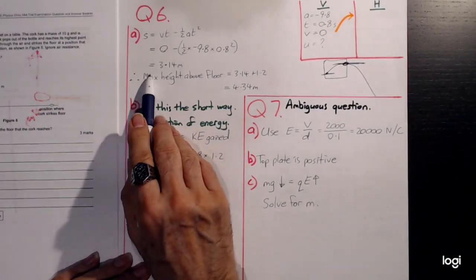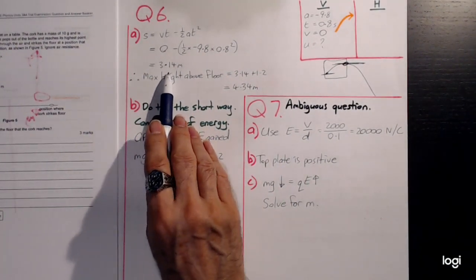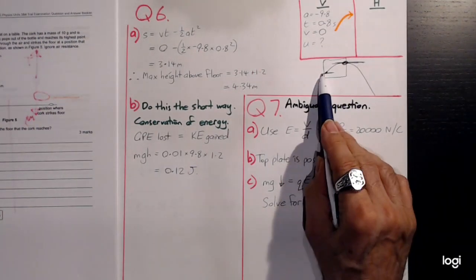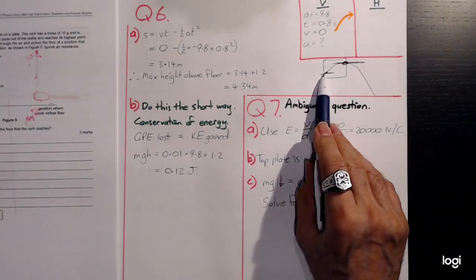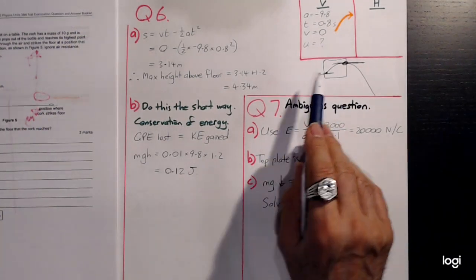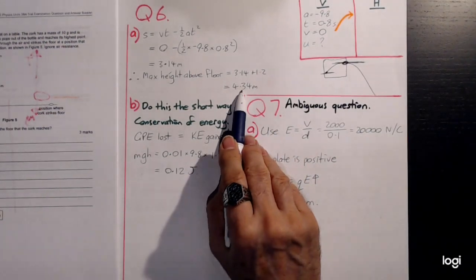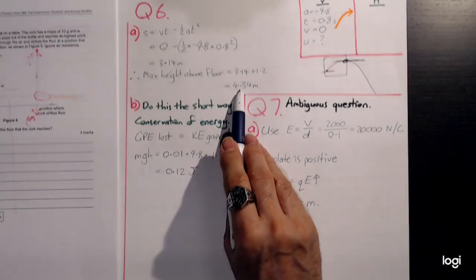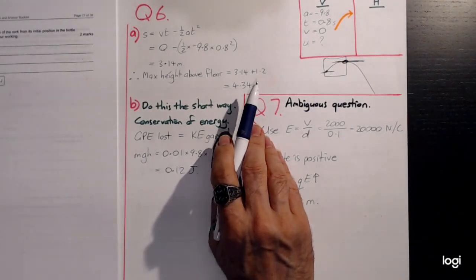Now, a lot of people are going to do all of that right and leave it at that, but that's not the answer, because this thing started 1.2 meters above the ground. And the question says, what's the height above the ground, above the floor that the cork reaches? So you have to add on the height above the floor at the beginning, right? And it gets to a height of 4.34 meters. All right, so that's part A.